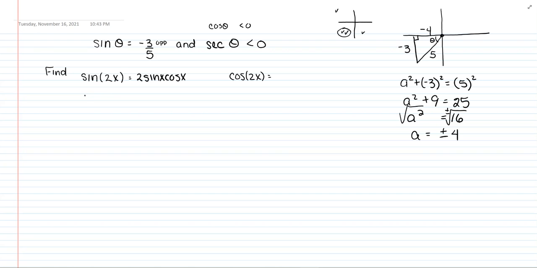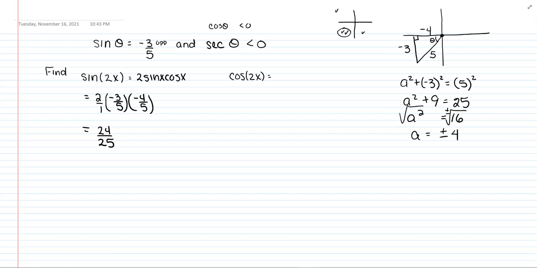All right, so now I fill in my fractions. Sine x is opposite over hypotenuse. So opposite was negative 3/5. Cosine, theta, or x, is adjacent over hypotenuse, negative 4/5. And then I can just straight across multiply. So 2 times negative 3 times negative 4, positive 24 over 25.